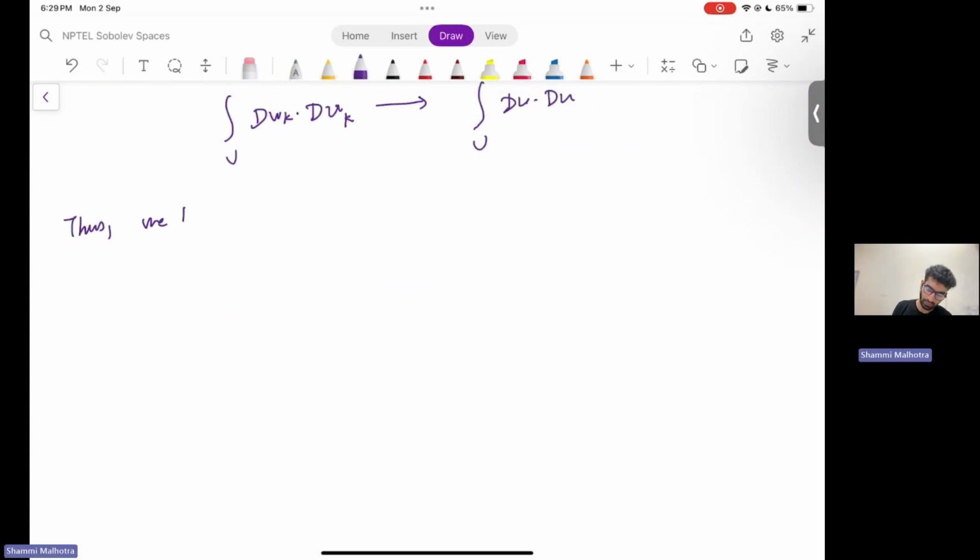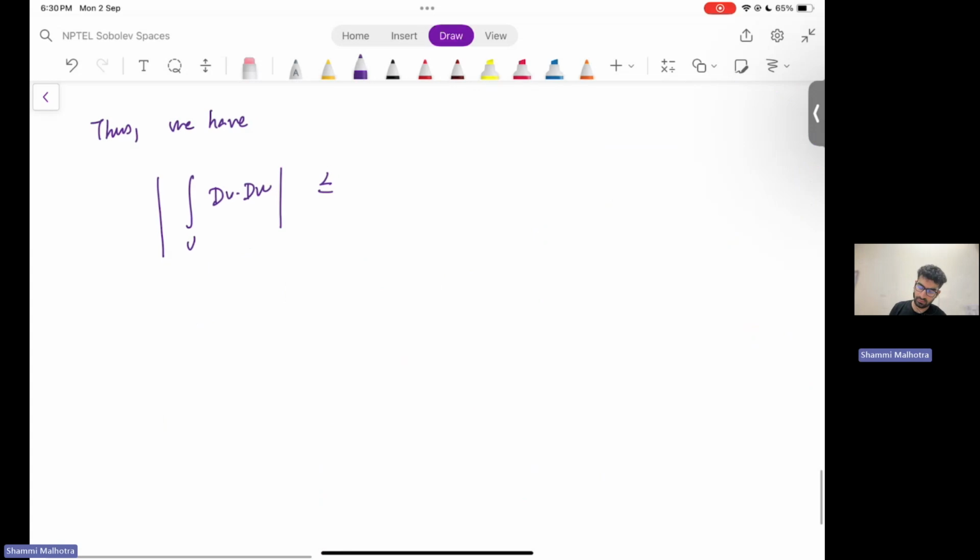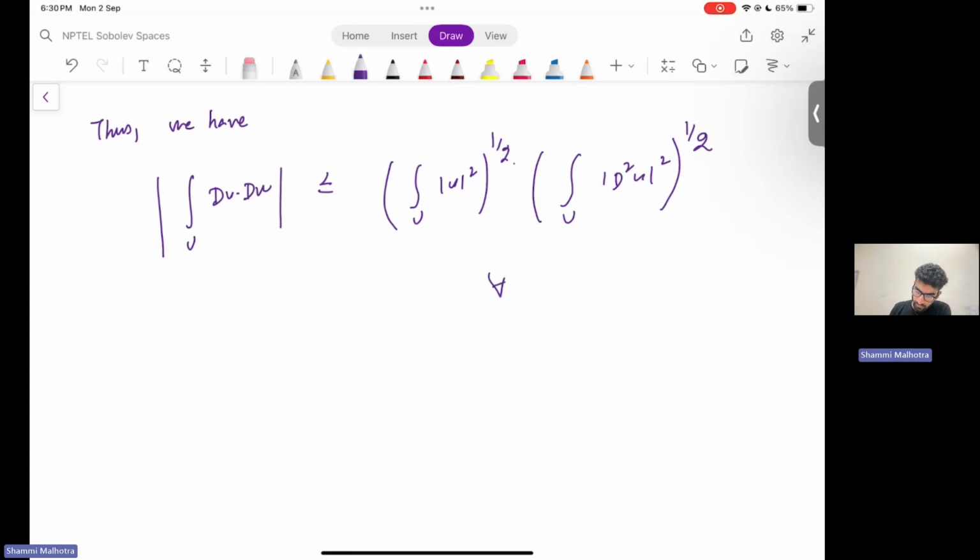Thus we have finally our required inequality, which is the integration of u of mod du dot du, mod is less than or equal to the right hand side, and the right hand side is this thing: the integration of u of mod u square whole to the power of half, and then the integration over u of mod d2u square whole to the power of half, and this holds for all u in H01 intersection H2.